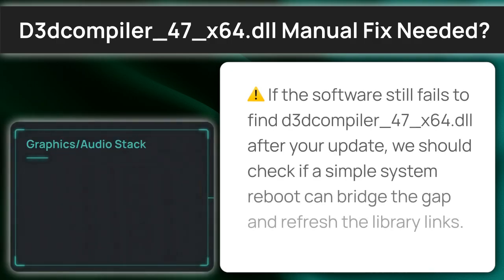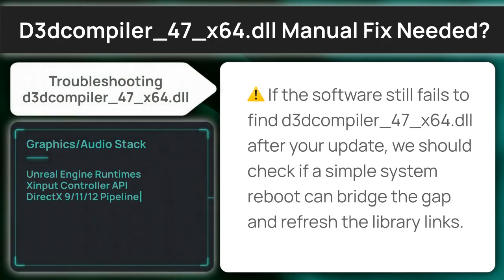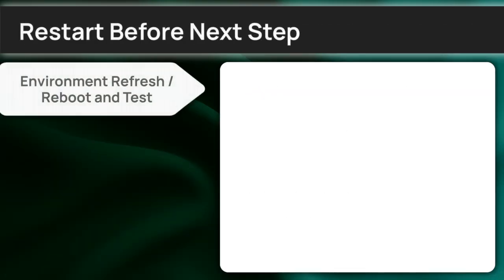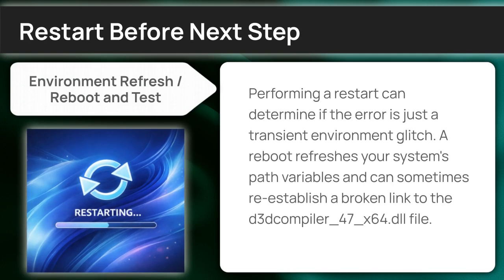In the event the error remains visible, it indicates we need to verify the environment's ability to register new shared resources. A simple restart can resolve file-in-use errors that mimic a missing D3D Compiler 47 message. It's a low-effort step that ensures your operating system starts with a clean execution stack.